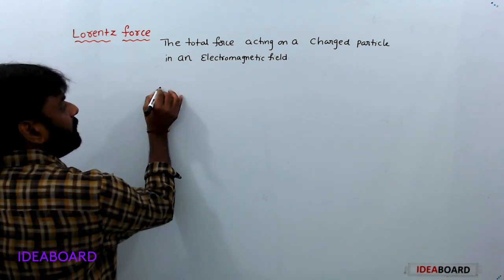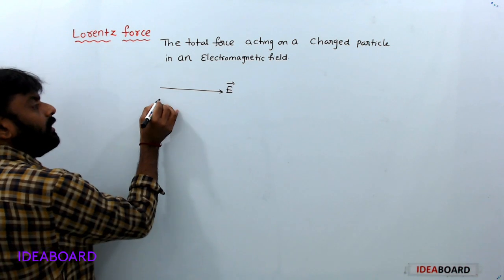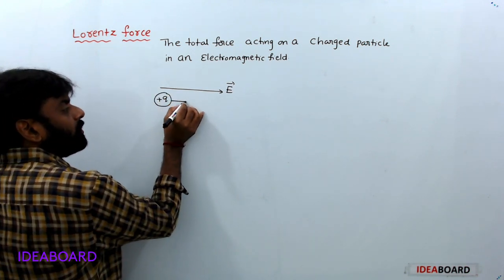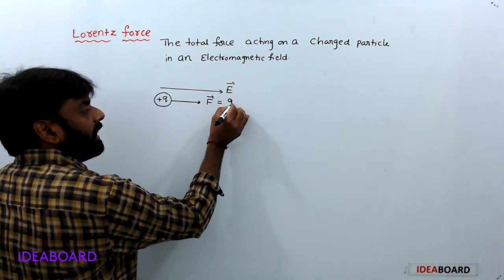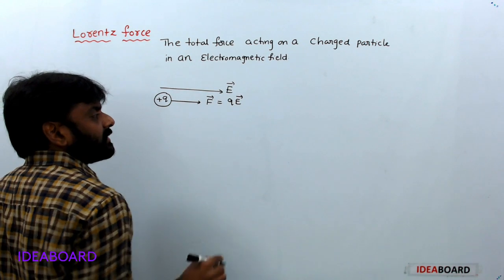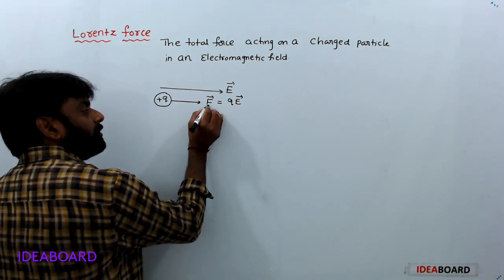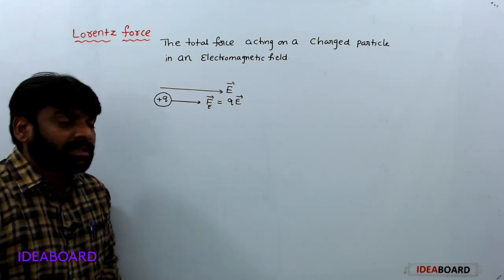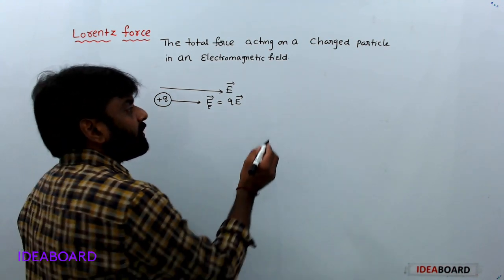You know already in an electric field, one charge is placed, that is a positive charge. Force on this charge is along the electric field direction, that is Q E bar. That is the electric force, whether it is in motion or in a rest position.